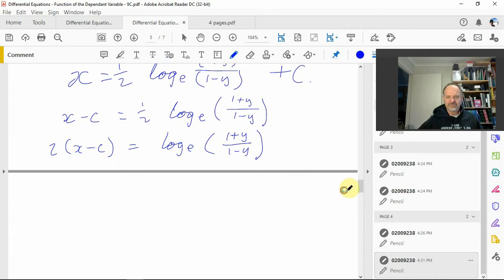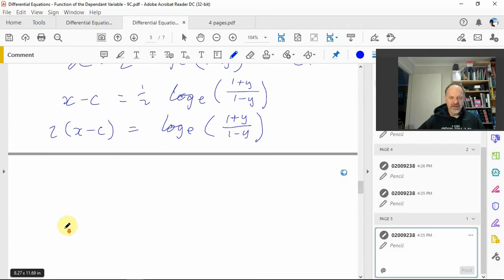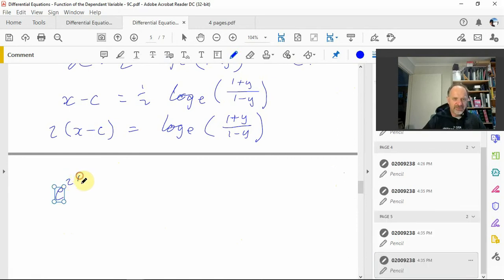And now, need to get rid of the log. I can do that, e to the power of, so it's all right. So far, e to the 2x minus c equals 1 plus y over 1 minus y. Okay, so the issue we've got, and I already sort of flagged this, is that we've got y in 2 places, up the top here and down the bottom here. We need to have it in 1 place.